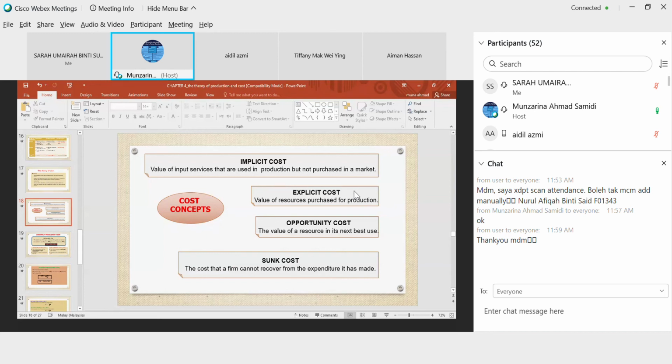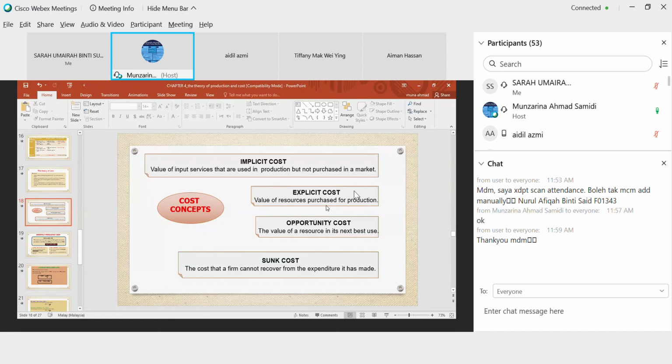So you can guess the cost. From there, later you will use your understanding of this concept to decide what is economic cost and what is accounting cost. Accounting cost is only the explicit cost. Explicit cost is the accounting cost, whereas implicit and explicit cost together is the economic cost.